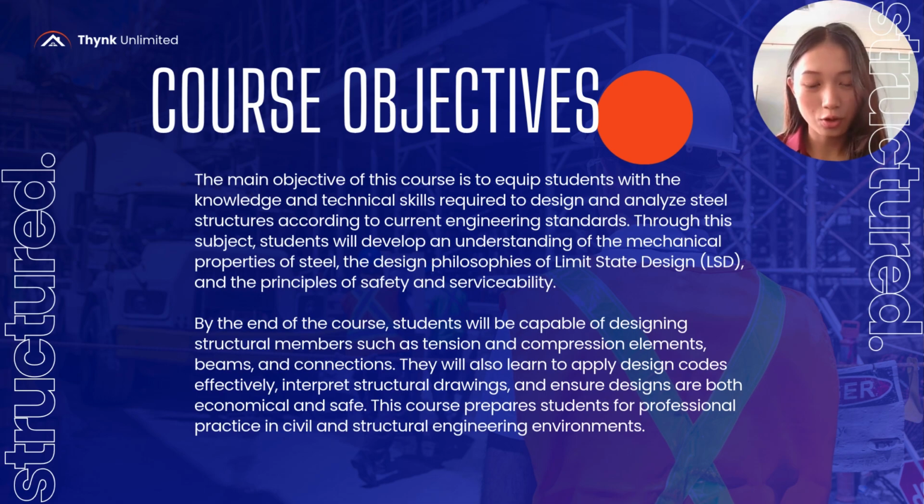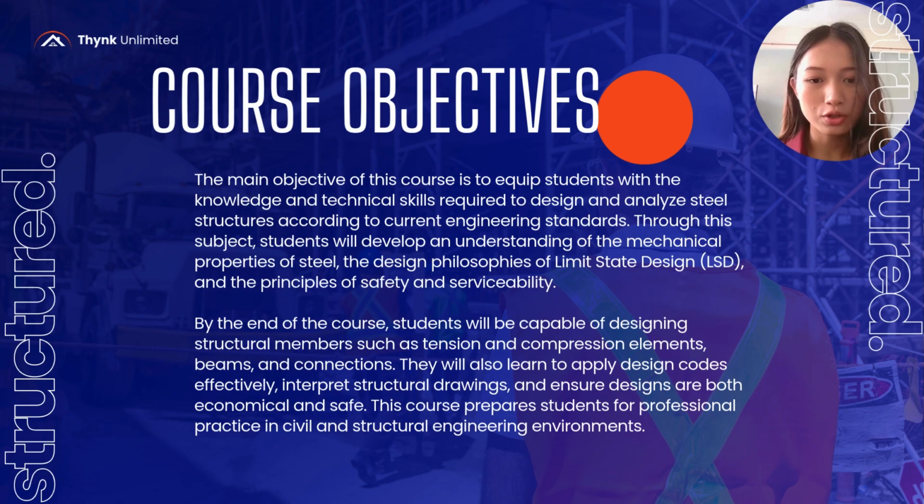Next is the course objectives. The main objective of this course is to equip students with the knowledge and technical skills required to design and analyze steel structures according to the current engineering standards. Through these subjects, students will develop an understanding of the mechanical properties of steel, the design philosophies of limit state design (LSD), and the principle of safety and serviceability.